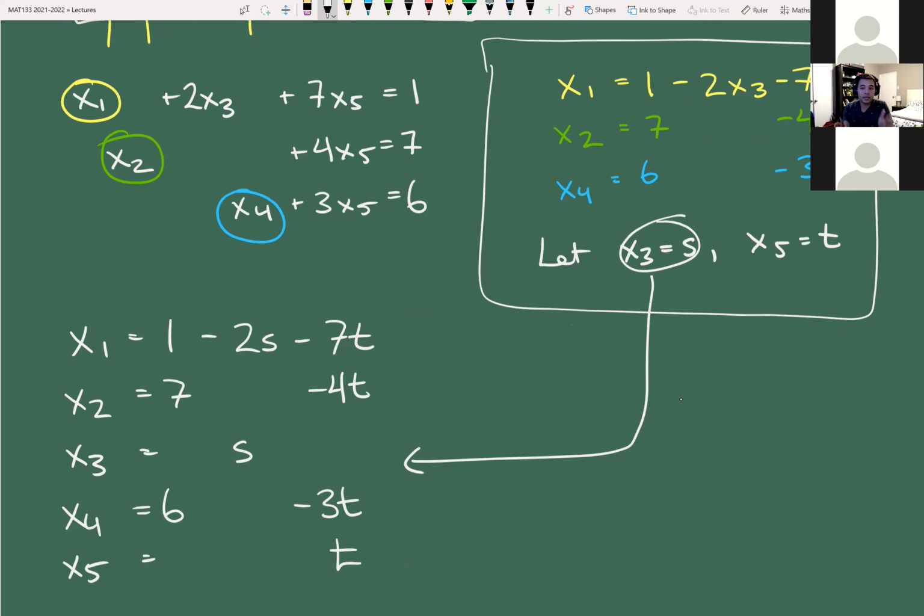Okay, so what this says is if you give me any values of s and t, then I will plug them into this and I can figure out what x1 is, what x2 is, what x3 is, what x4 is, and what x5 is, and that will be a solution. And any value of s and t that you give me will be a solution, right? So that's why we have a 2-parameter solution set. Does that make sense?